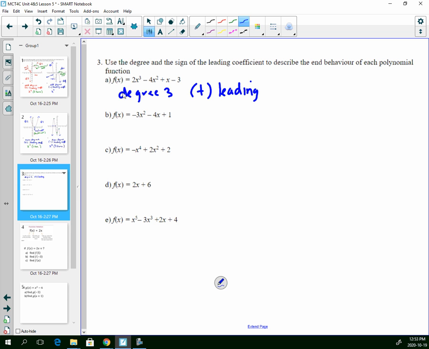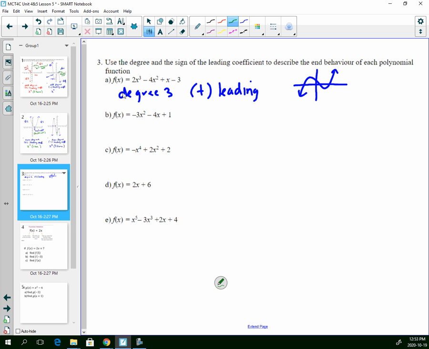And then I would want to describe the end behavior. So I should be able to have a little sketch of this graph. I know it's odd, so it's going to go in opposite directions, and it's going to go uphill because it has a positive leading coefficient. I'm not really concerned about the turns or the x-intercepts. All I want to know is the end behavior.